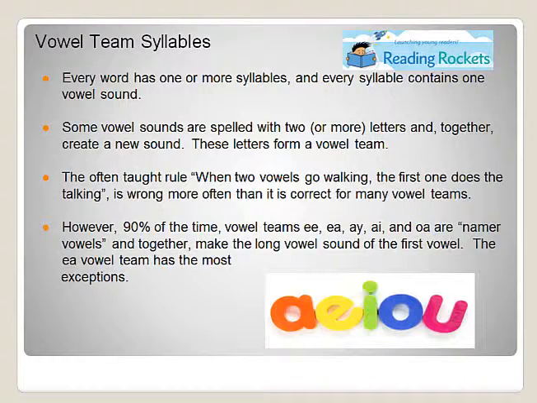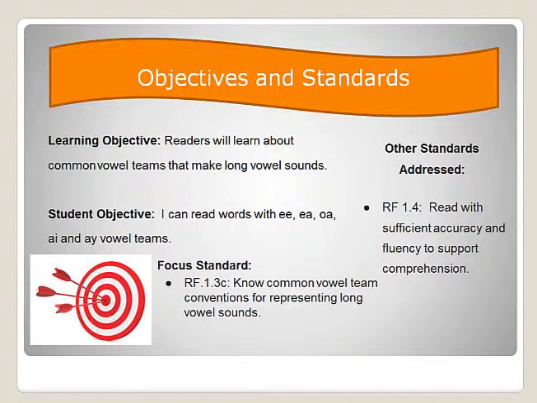However, 90% of the time, vowel teams EE, EA, AY, AI, and OA are namer vowels, and together make the long vowel sound of the first vowel. The EA vowel team has the most exceptions. The learning objective for this course is that readers will learn about common vowel teams that make long vowel sounds. The student objective is that I can read words with EE, EA, OA, AI, and AY vowel teams.